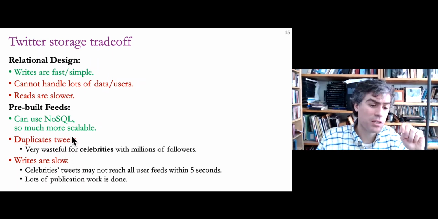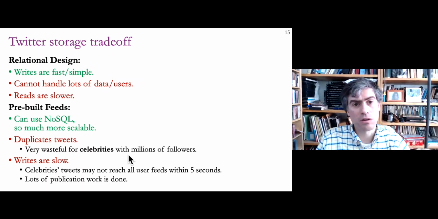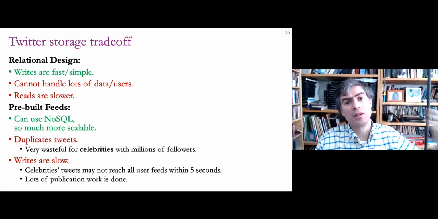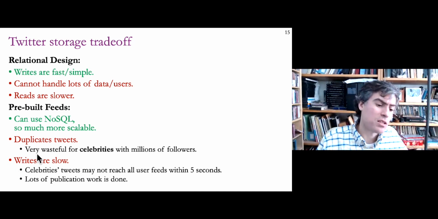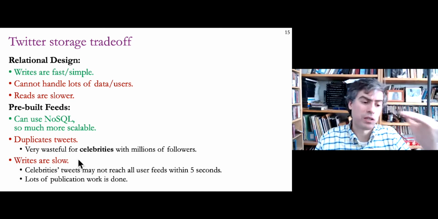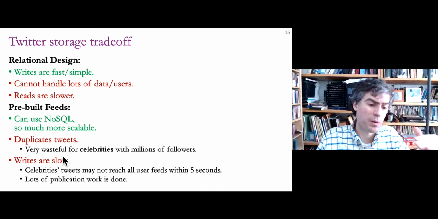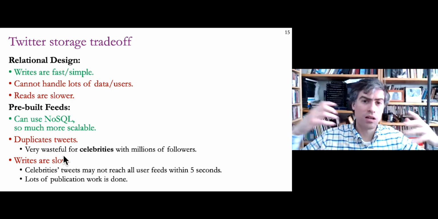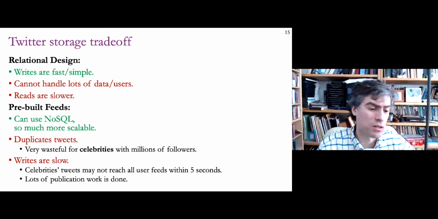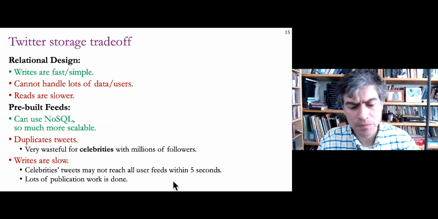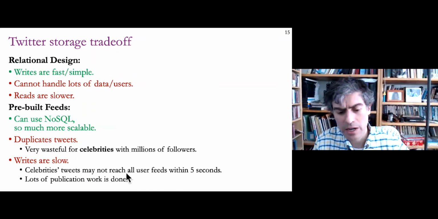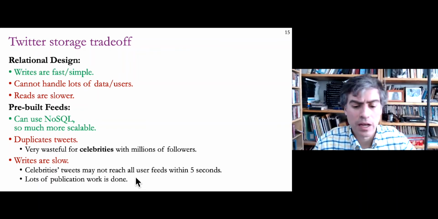And for celebrities, it's even more wasteful. If you have like 1 million followers, your tweet takes up 1 million times more storage than it needs to. There also is a lot of slowness in the write. Instead of just writing the tweet to one place, we're paying not just for the storage, but also the cost of the time it takes to write the data, especially for celebrities that have a lot of followers.